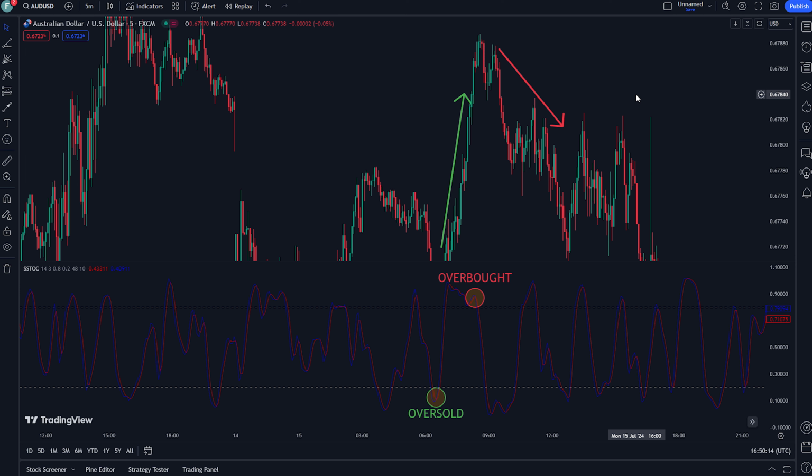Stochastic. If both lines are at oversold, it signals a possible reversal to the upside. And if both lines are at overbought, it signals a possible reversal to the downside. These two lines can also cross over each other to predict future price movement.